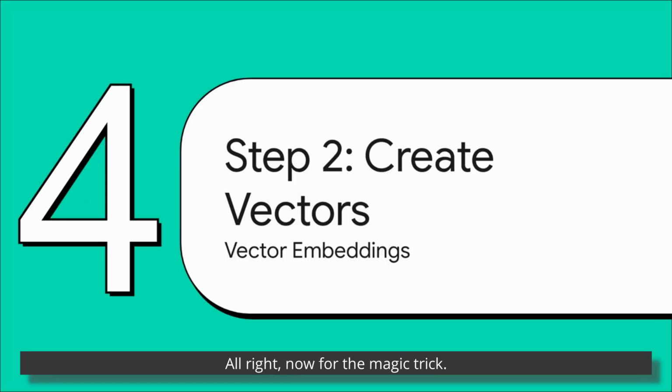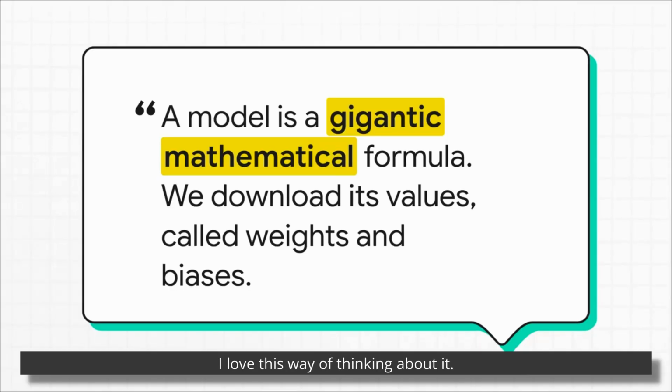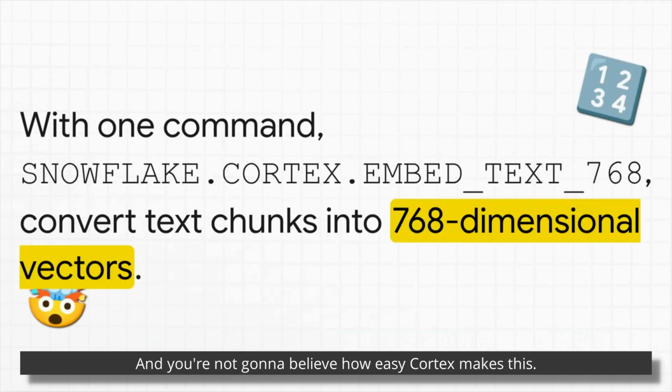All right, now for the magic trick. We have all these text chunks, but computers don't really understand words. They understand numbers. So we need to translate our text chunks into a language the AI can speak. These numerical translations are called vector embeddings. I love this way of thinking about it. An embedding is basically a unique numerical fingerprint that captures the meaning of a piece of text. So phrases like great food and delicious meal will get very similar fingerprints, which means the AI understands they're related. It's pretty incredible.